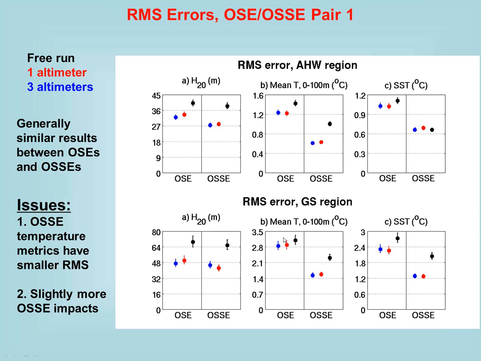That's generally true across the board, although we have a significant difference here in the Gulf Stream region for the average temperature over the upper 100 meters in particular. So generally, these are encouraging, but again, not perfect. And when we improve nature runs in the future, presumably these comparisons will improve.